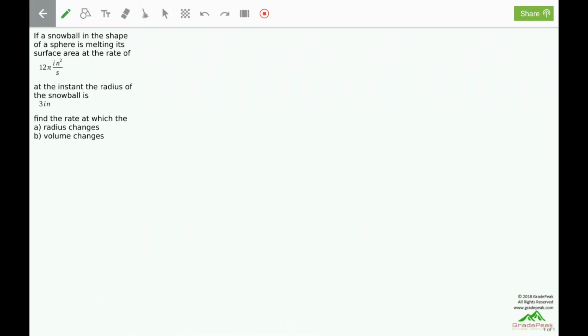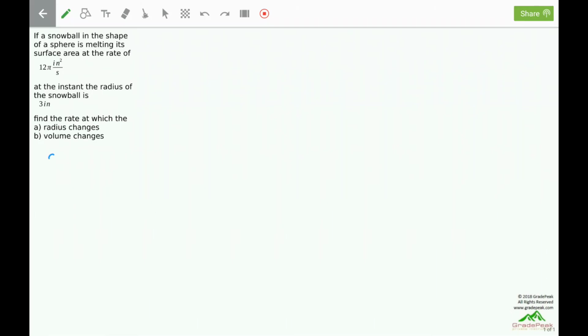If a snowball in the shape of a sphere is melting its surface area at the rate of 12 pi inches squared per second, at the instant the radius of the snowball is 3 inches, find the rate at which the A, radius changes, and B, volume changes.